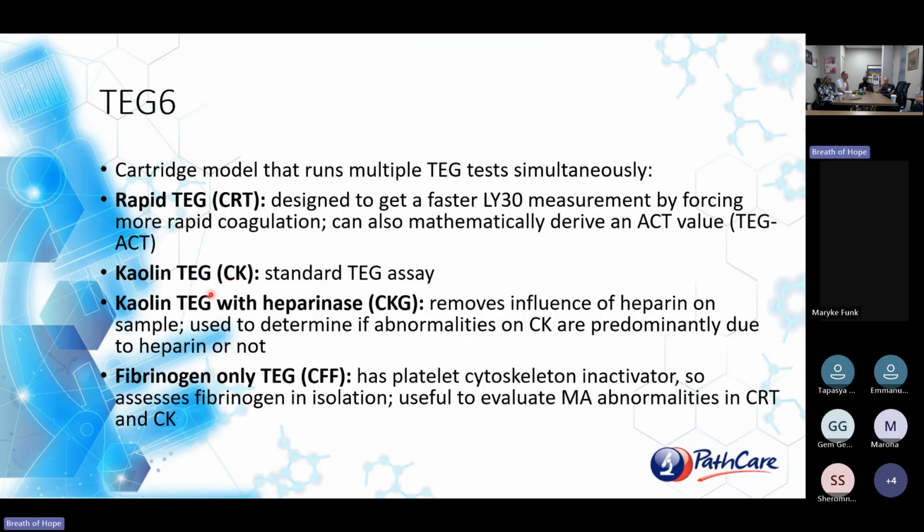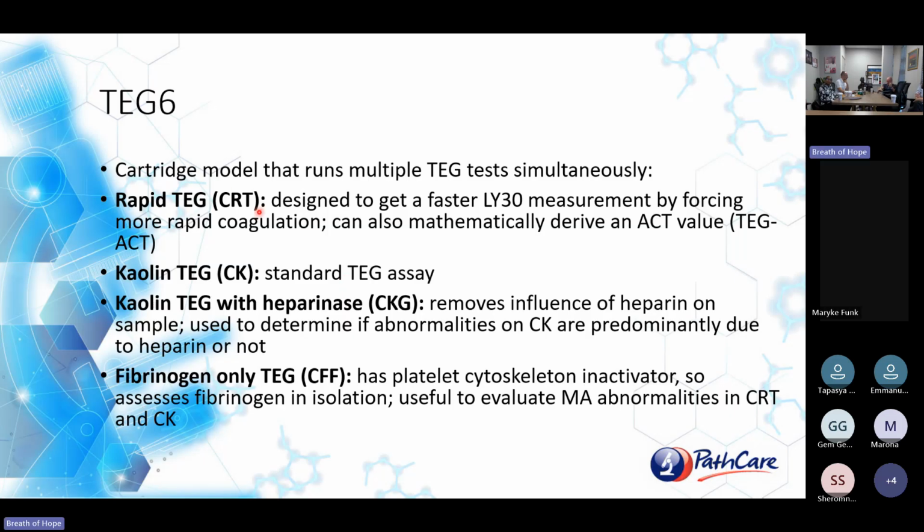As I mentioned, we have the TEG 6 in some of our laboratories. We still have a TEG 5 in a few of our labs. The TEG 6 is a cartridge model that runs multiple TEG tests simultaneously. So it is more expensive than the TEG 5, but the TEG 5 runs one TEG test. The TEG 6 runs 4 TEG tests all at the same time, which is why it's about 4 times more expensive than the TEG 5.